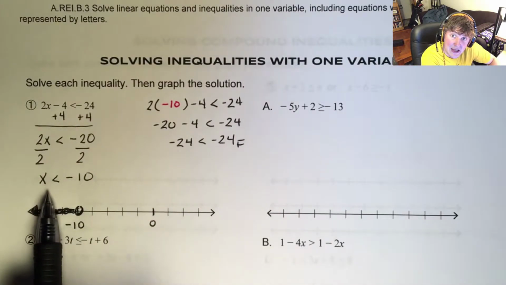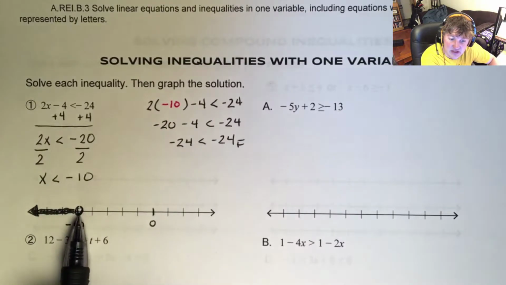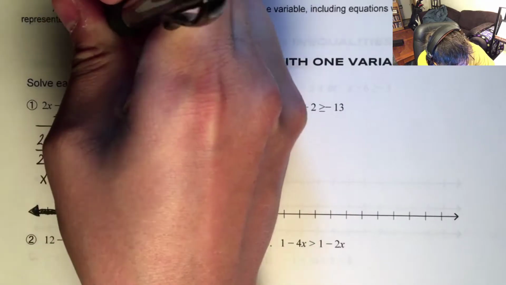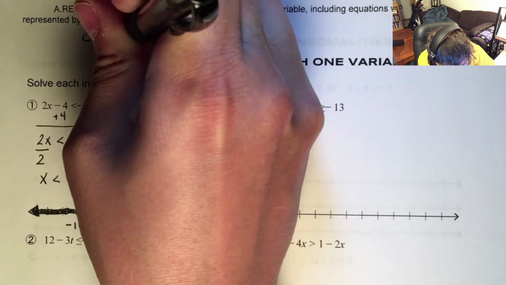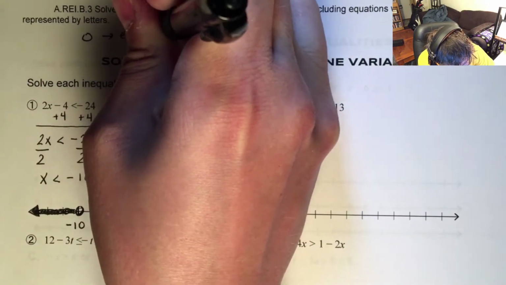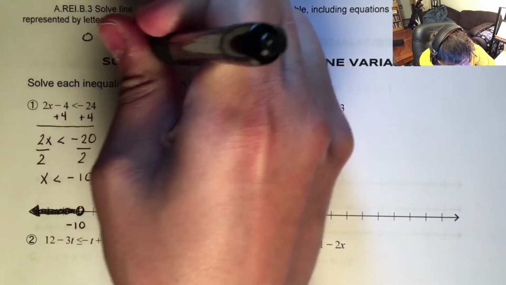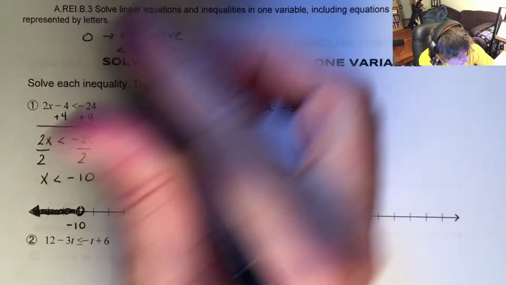Now, if this was less than or equal to, that would be the situation where I would want to shade -10 because then that would tell me it's inclusive. So, in general, an open circle is going to be exclusive. That means it's not part of the solution set. It's exclusive, and you're going to see that with less than signs and greater than signs.